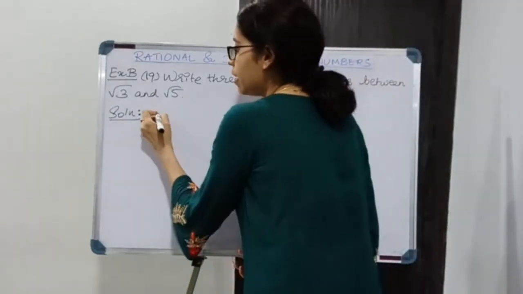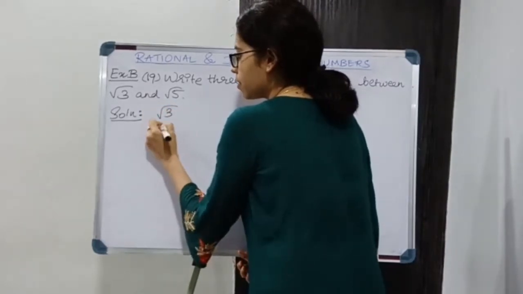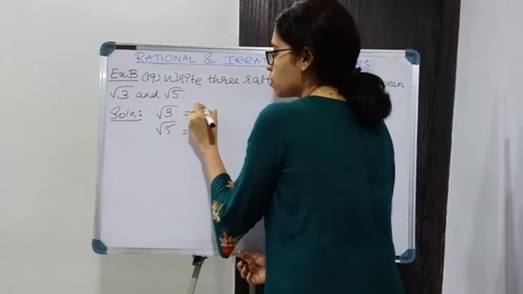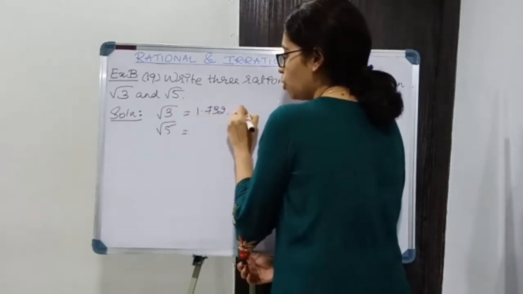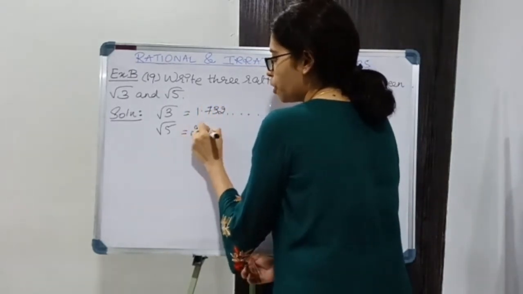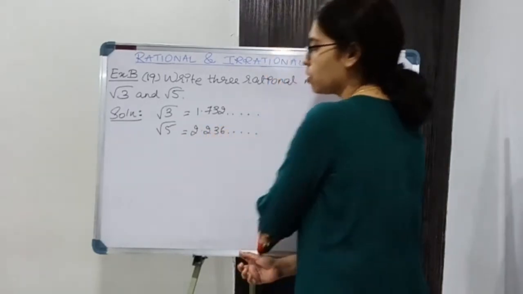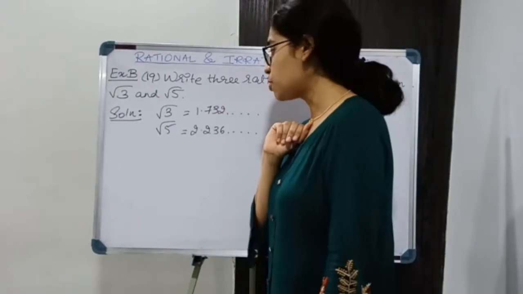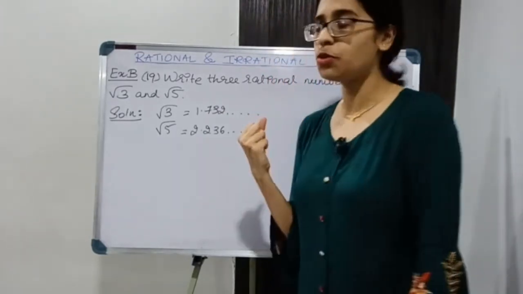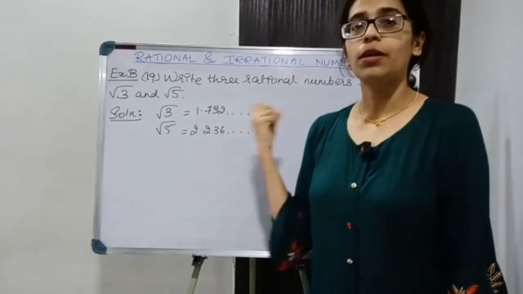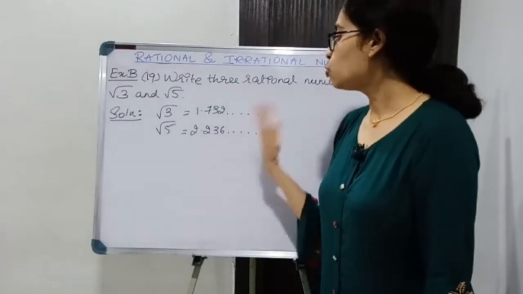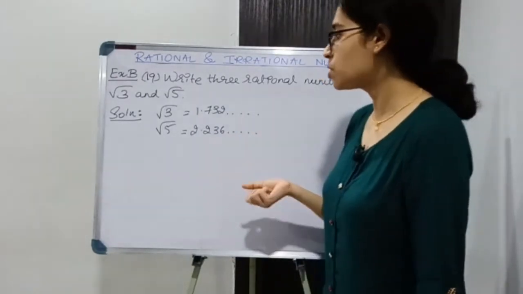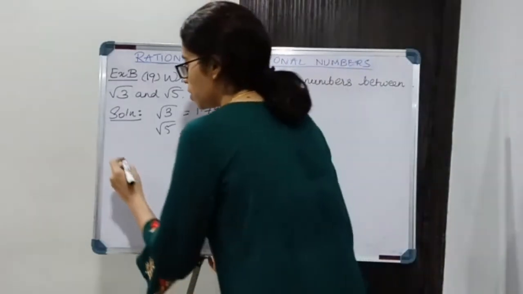In the first method, I'll write down the values of the roots. So this is 1.732... and this is 2.236 something... Now the 3 rational numbers between these two numbers, it is easy to write down: 1.8, 1.9, 2, 2.1, 2.2 as well. So I have got so many numbers between these two numbers.